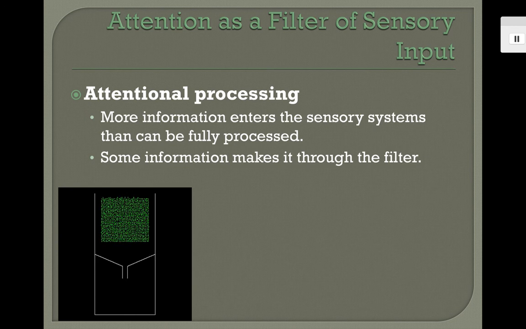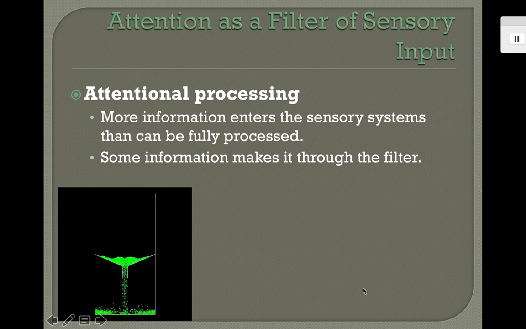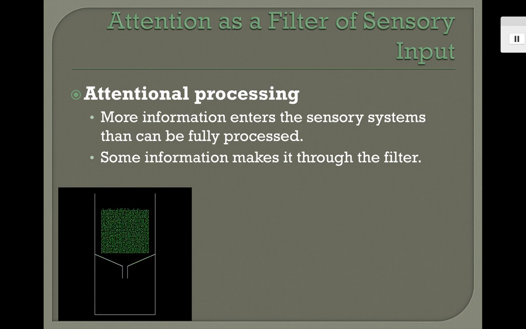And again, just as we would want to do in any situation, I want to process everything, but I can't process everything. So rather, what's going to end up happening? As information starts coming into my sensory systems, only certain pieces of the puzzle are going to come in. Now here, even though we see in this particular example that everything gets in, this isn't really what happens.